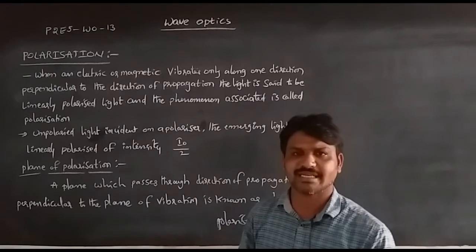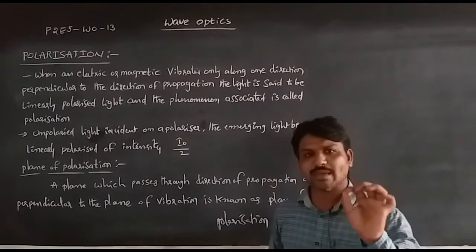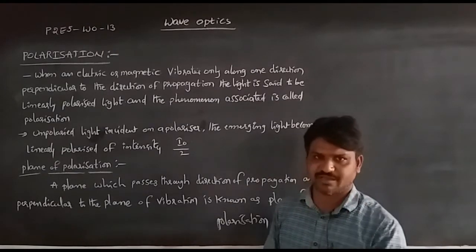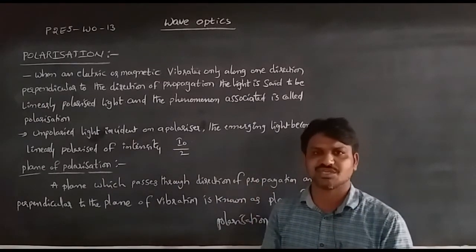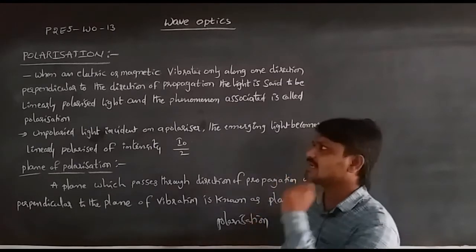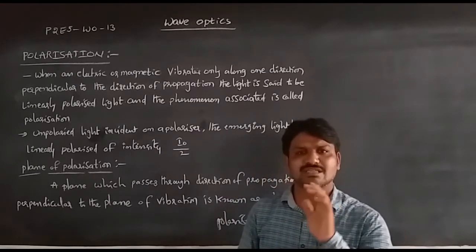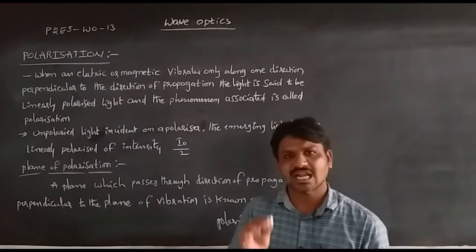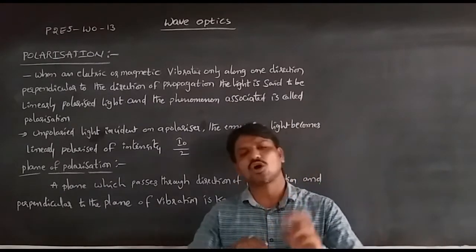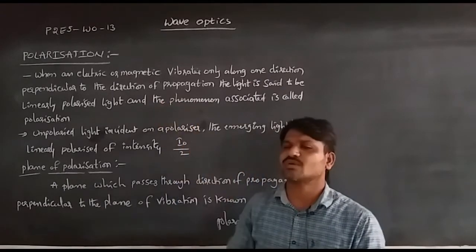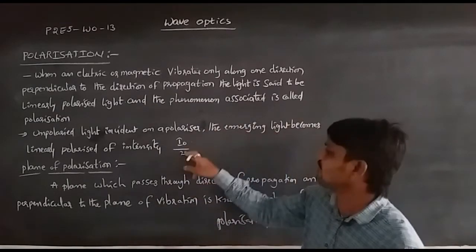According to Maxwell's electromagnetic theory, electromagnetic waves are transverse waves, meaning they vibrate perpendicular to the direction of propagation. So in polarization phenomena, he gave an idea about the transverse nature of light. Unpolarized light can travel in all directions, with intensity I naught by 2.